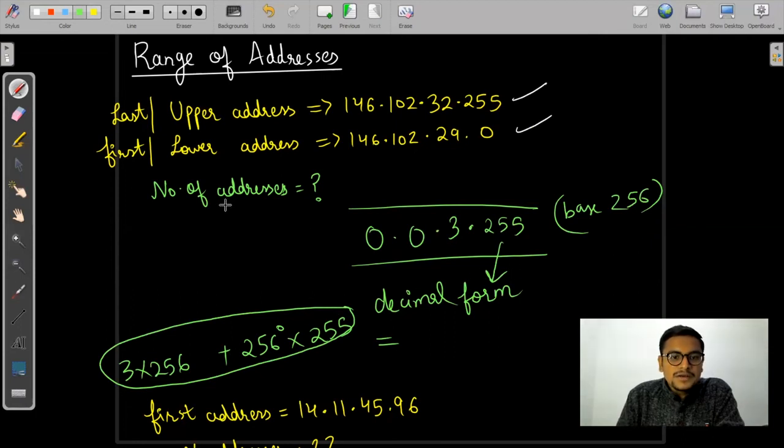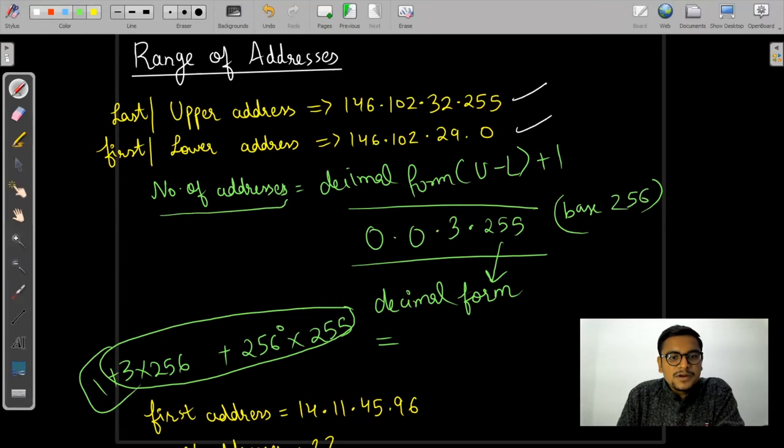And if we want to find the number of addresses, then this number of addresses is actually equal to the decimal form of upper minus lower plus 1. So if we do plus 1 also, then we have the number of addresses which are present in the upper and lower in this particular range, which will be equivalent to 1024. You can calculate it on your own.